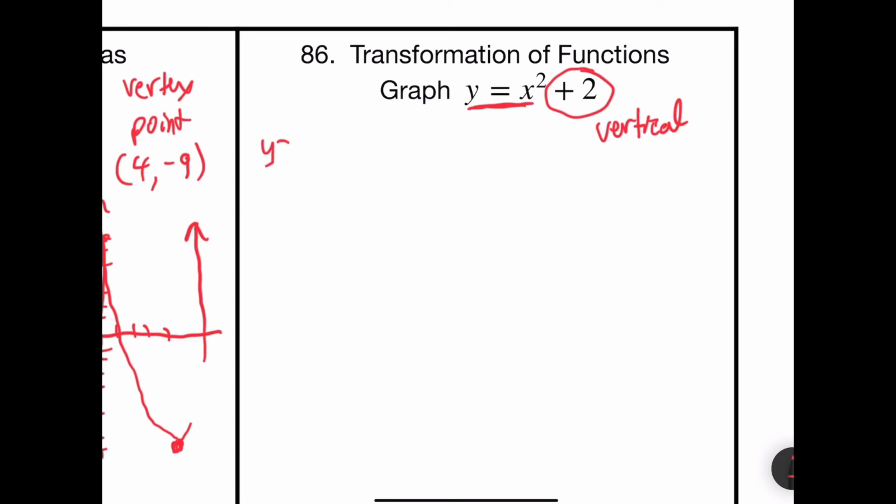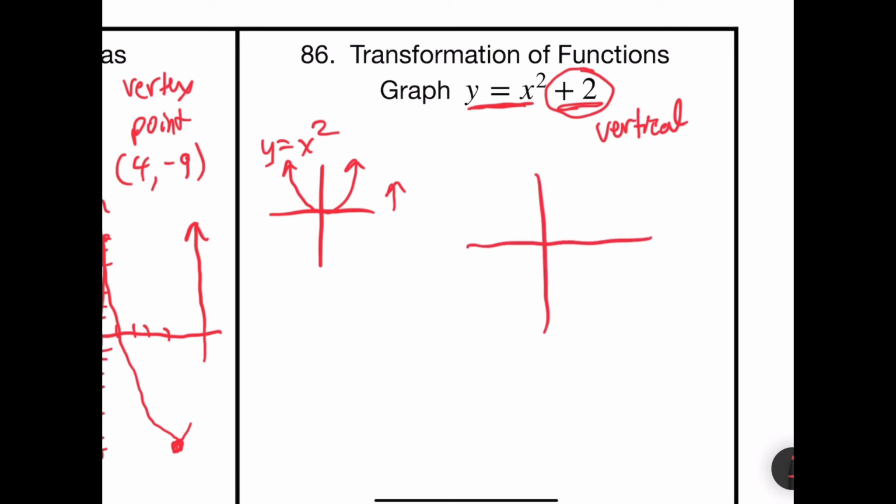So y equals x squared has a vertex at (0, 0), and it opens upward. If now I'm adding 2 to that, I'm going to shift this parabola up 2. So instead of the vertex being at (0, 0), it will be at (0, 2). And so my parabola would look like this.